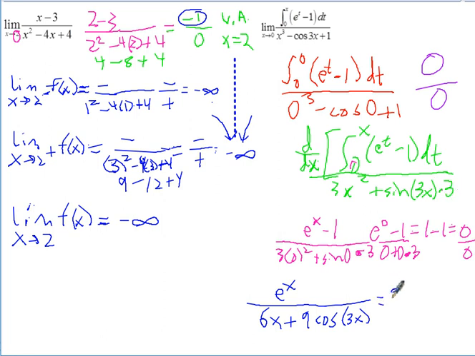And then when you substitute in 0, you get e to the 0 over 6 times 0 plus 9 times cosine of 0. So you get e to the 0 is 1 over 0 plus 9. Cosine of 0 is 1, so that's 1 over 9.